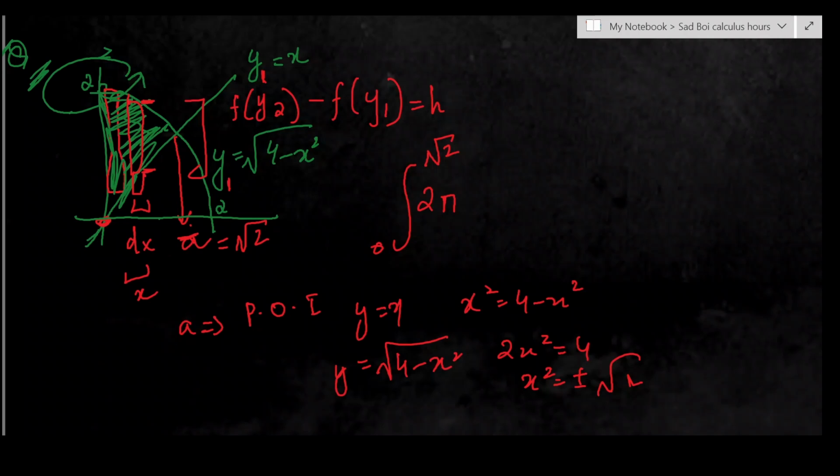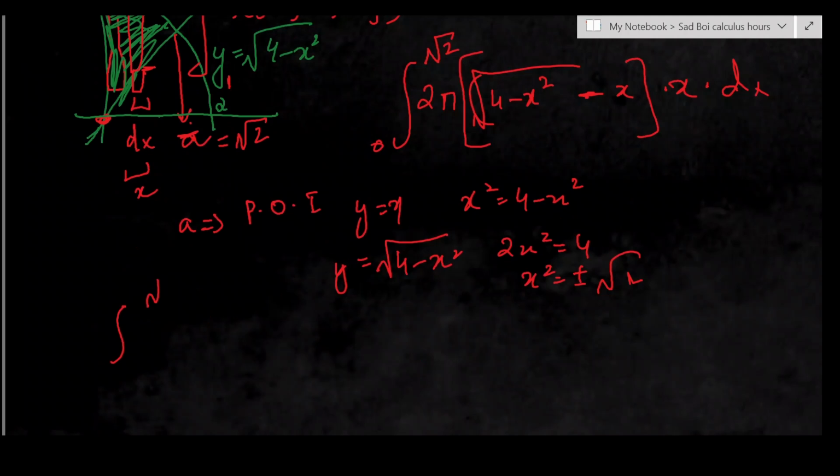So we use 2 times pi. Well, there is one more option that we can use to calculate this volume, and we're going to talk about it later on. But let's first consider using the shell method, because it's pretty easy. So 2 pi times, what is going to be the h? Height is going to be f of y2, that is root of 4 minus x squared, minus f of y1, that is x. This is the height. And what is the average radius? Well, the average radius is x. And what is the width? Width is dx. Integrating this particular expression is going to get us the volume of revolution.